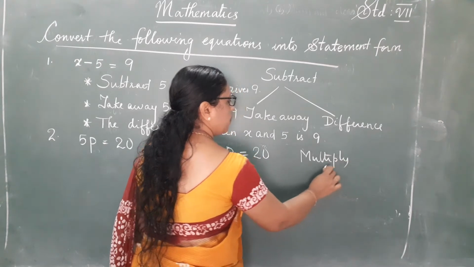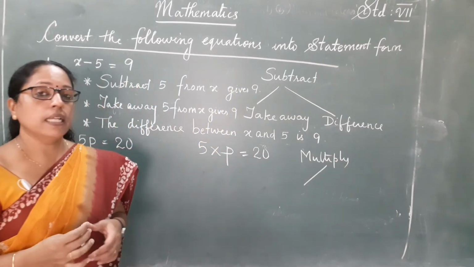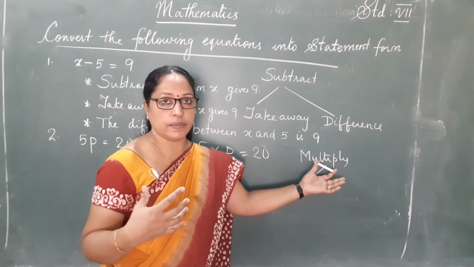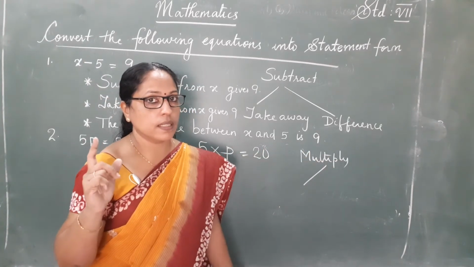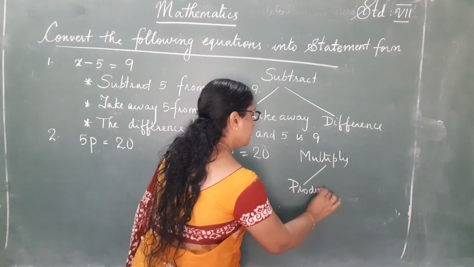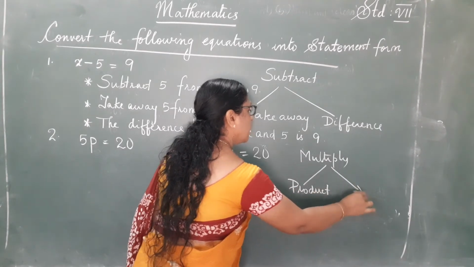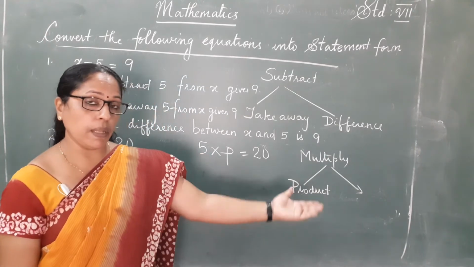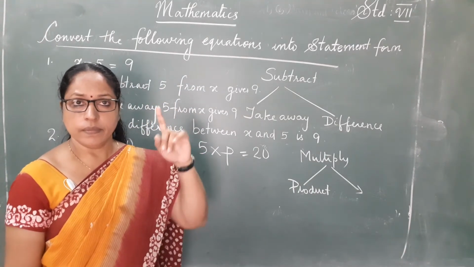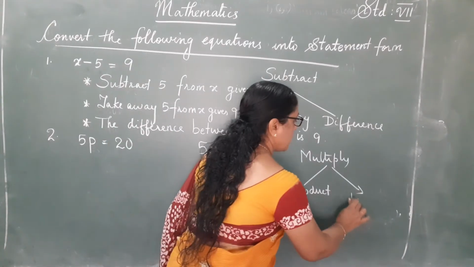Multiply is there. Then come on, tell me what are the other terms which can be used in place of multiply. Yes, product, correct? Product. Then another term in place of multiplication. Think well, you will get it. Another term. Exactly, times.